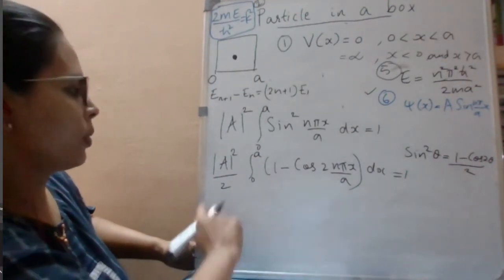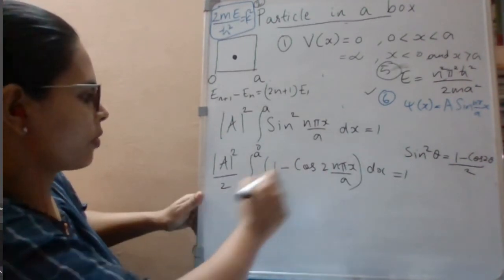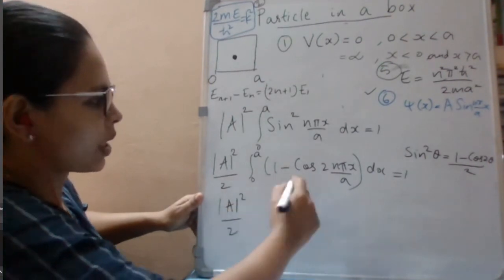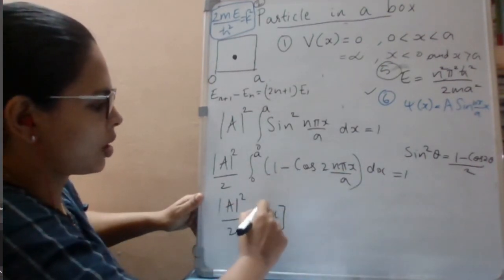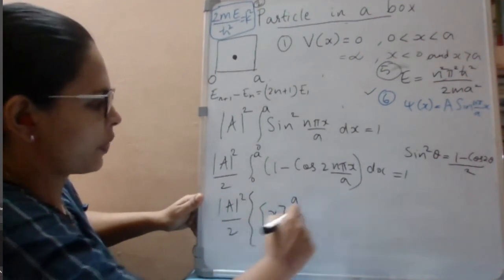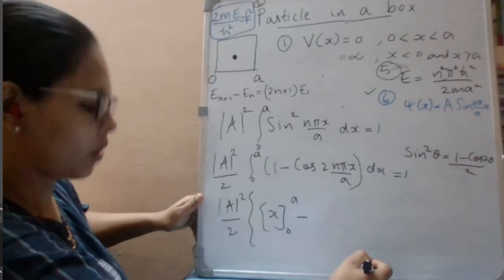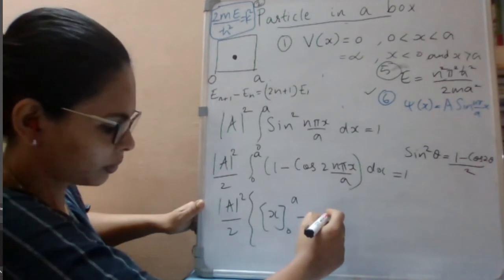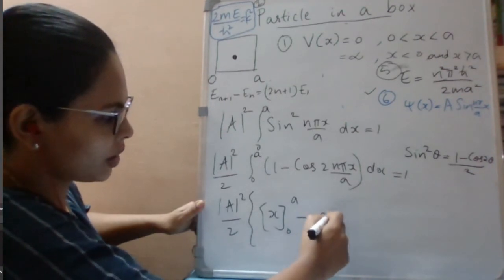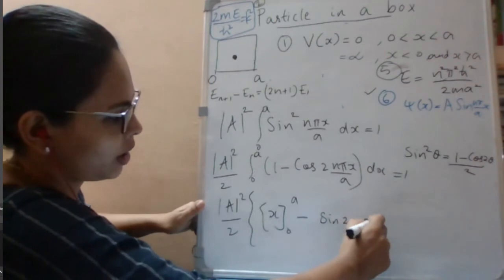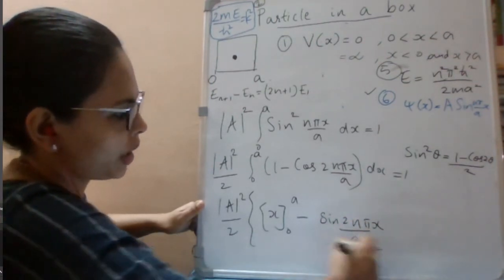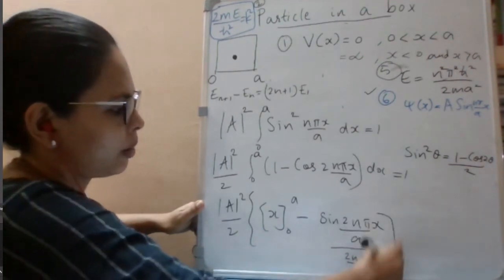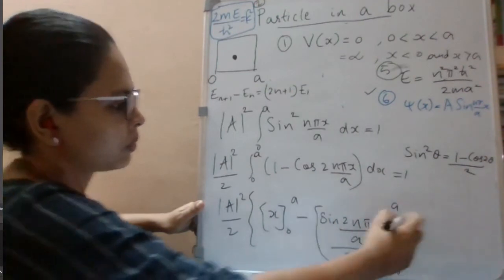Okay, now integrate it. Integrating the first term, you have |A|² by 2 integral dx, which is x between 0 and a, minus the second term. If you integrate it, you will have sine of 2nπx by a, divided by the constant, which comes down to nπ by a, between the limits 0 and a, is equal to 1.